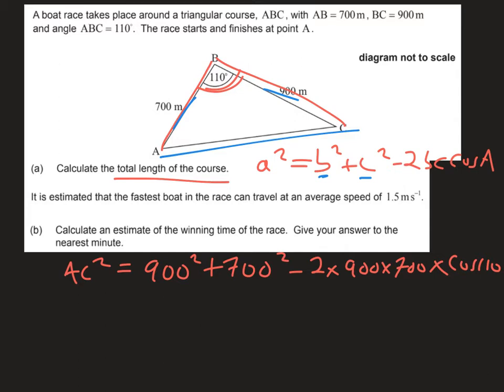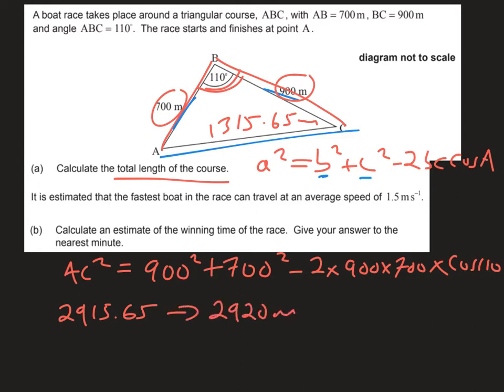So if we work that out, we end up with a value of AC of 1,315.65 meters. So if we add that up with the other two lengths, the total length of the circuit is going to be 2,915.65, which we can say is 2,920 meters to 3 sig fig.